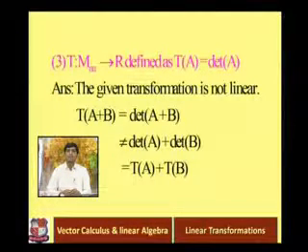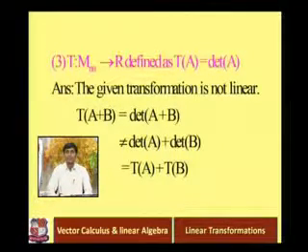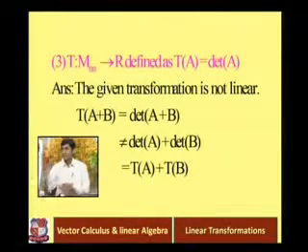So the answer is this is not a linear transformation, because using this definition, T of A plus B is equal to determinant of A plus B, which is not equal to determinant of A plus determinant of B, which is T of A plus T of B. Now the question arises again in our mind: why are these two not equal? Determinant of A plus B is not equal to determinant of A plus determinant of B. We can give you another example.